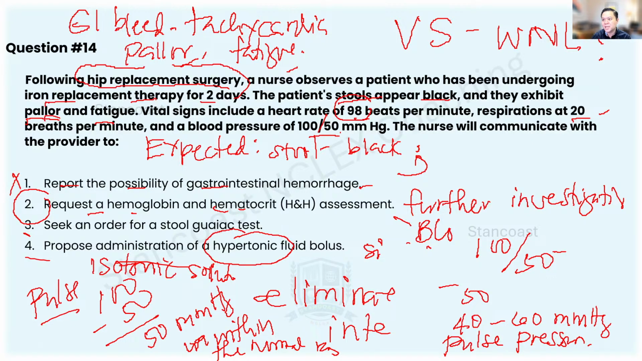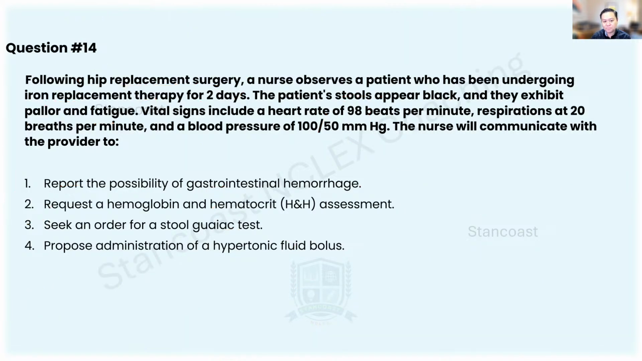I hope that you're understanding the explanation. We will be proceeding to question number 15. A patient has been taking Fusol for 4 weeks for iron deficiency anemia. The initial hemoglobin was 8.9 grams per deciliter. Now it's 9.7 grams per deciliter. What will the nurse ask?